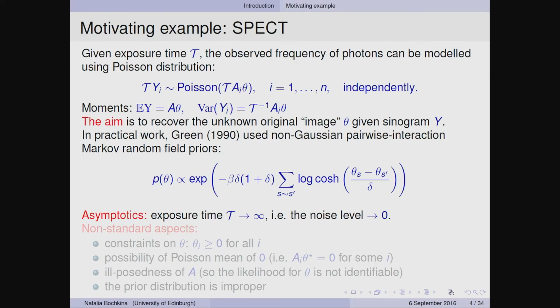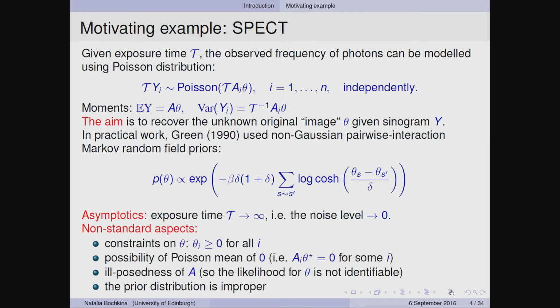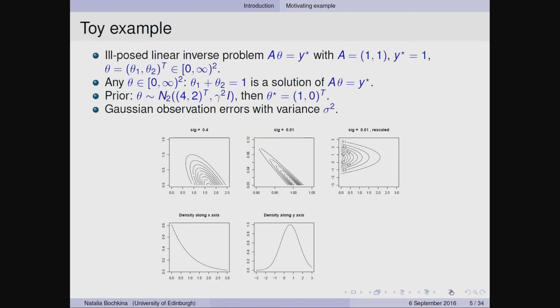The asymptotic, as I mentioned, is the exposure time going to infinity. That is, in this case, the variance level going to 0. The non-standard aspects are that we have the constraints. We have the possibility of Poisson mean 0 in principle, so we can have degeneration. A can be ill-posed, and the prior distribution is improper, right? So what we wanted to look at is the asymptotics, how the corresponding posterior distribution concentrates around the MAP estimator, or from the frequentist perspective, possibly about the true value of the parameter.